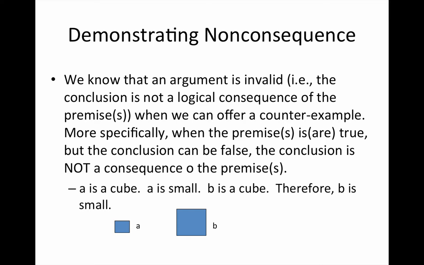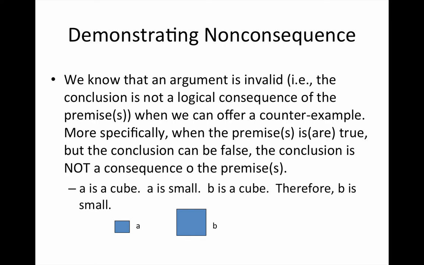So when we demonstrate non-consequence, what we're doing is succeeding in offering a counterexample to the conclusion at hand. Let's take a look at an example. A is a cube, A is small, B is a cube, therefore B is small. Notice that I've drawn a small cube and I have falsified the conclusion without thereby violating the truth of my premises. A is a cube, A is small, B is a cube. Notice that B is larger than A, so if A is small, B can't be small.